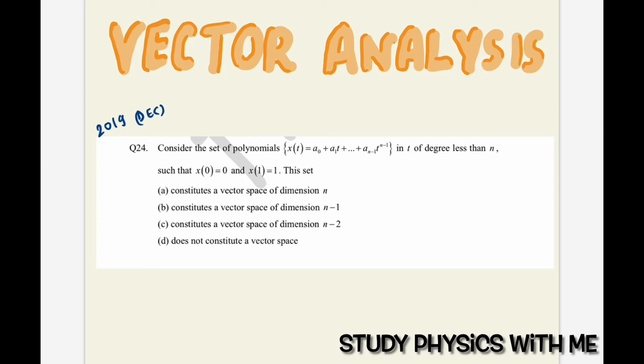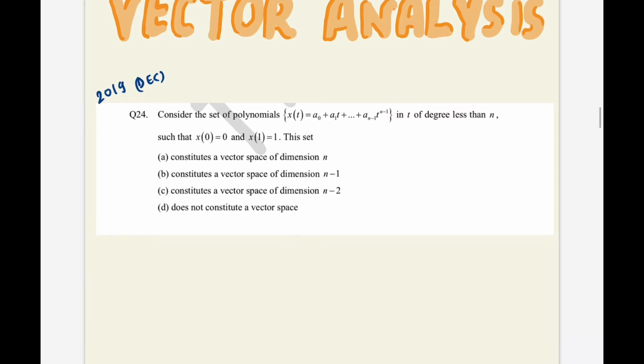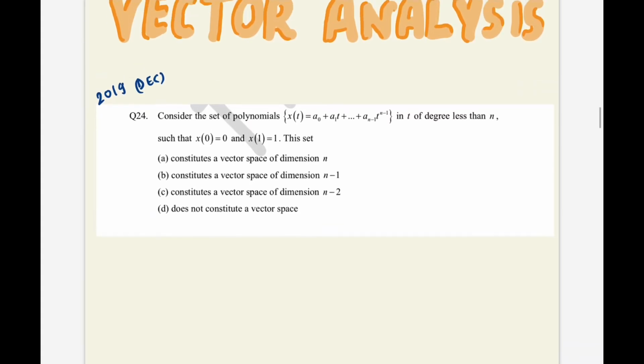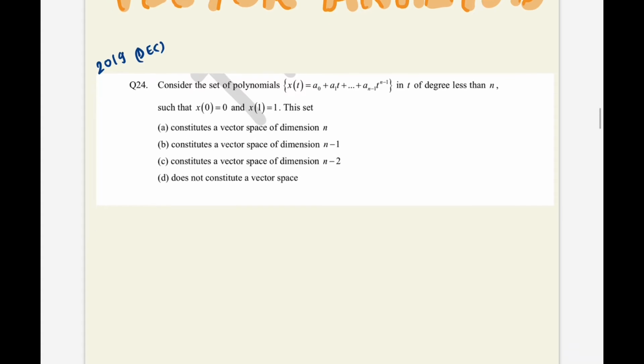Hello. So for today's video, the next topic is vector analysis. It is again in the order of the syllabus, which is provided on the website of CSIR-NET. So the first question under the topic of vector analysis is from 2019 December.